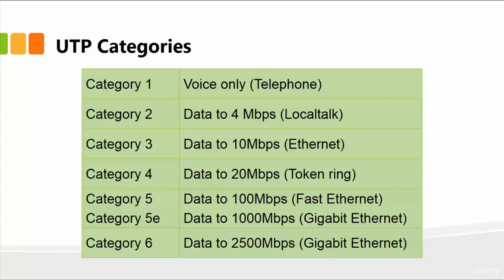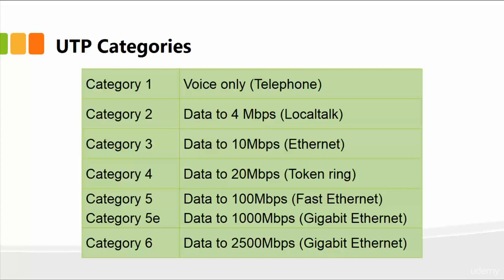So category 1 is voice only. Your telephone lines, typically, go through the category 1 cable. Category 2 can handle data up to 4 Mbps, which means megabits per second. And that's just LocalTalk, for example. Cat 3, as they call it, right? So it's Cat 1, Cat 2, Cat 3. That's the industry standard, by the way, when we talk about cables. So Cat 3 can handle data up to 10 megabits per second, which is also known as Ethernet. Cat 4 can handle data up to 20 megabits per second.